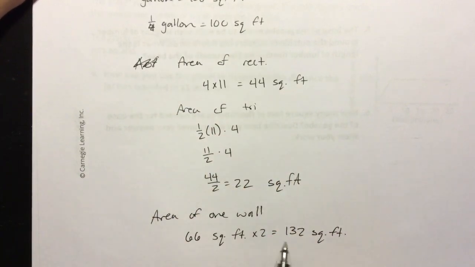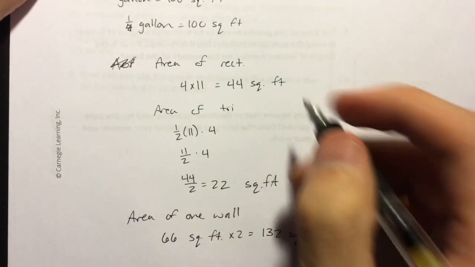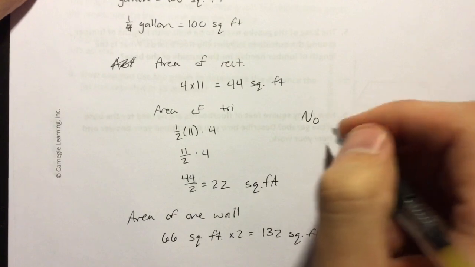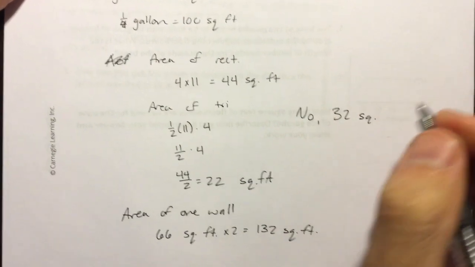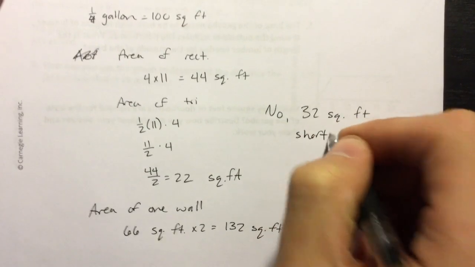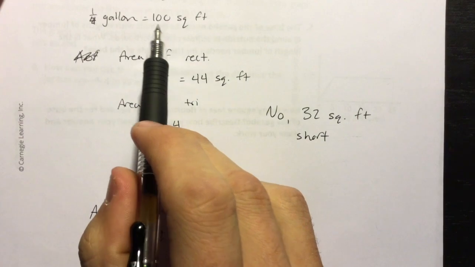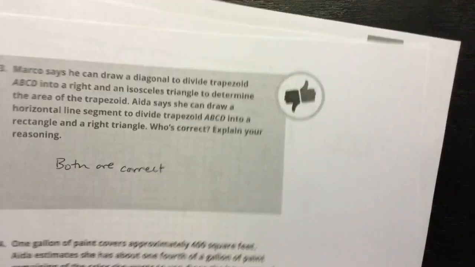And so the square footage of both walls is 132. So does she have enough to paint both walls? We would go ahead and say no, 32 square feet short. And then you can just compare these two, right? This is how much she had, this is what she needed. So cool. So that was number 4.